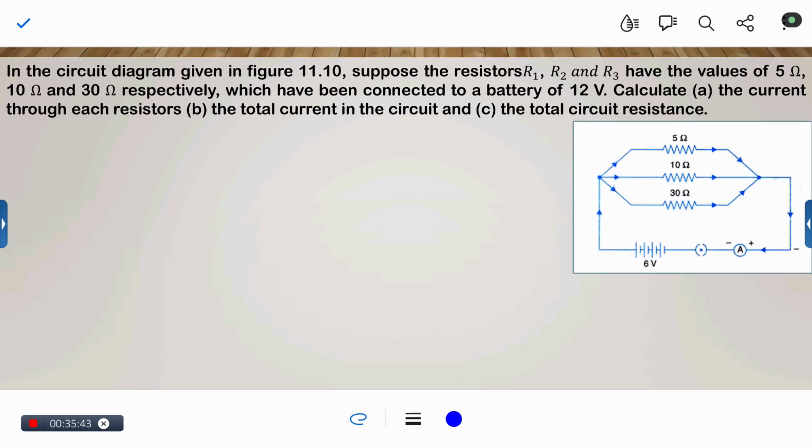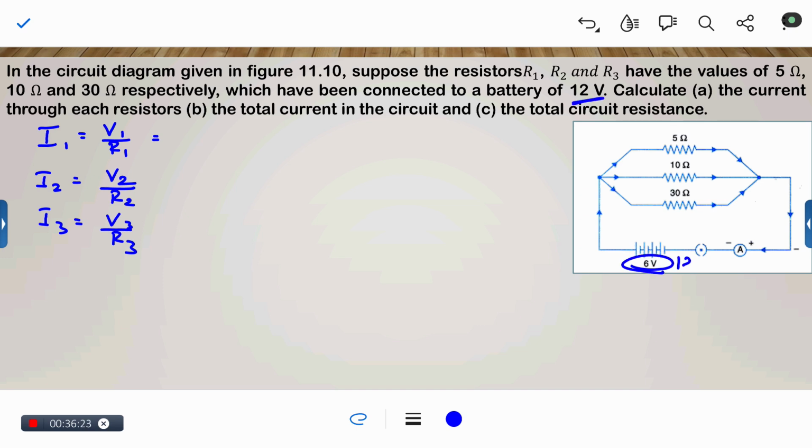Next up, look at the circuit. Is it series or parallel? Parallel. In parallel, will the current remain the same or vary? It will vary. So what are the questions asking us to calculate? The current through each resistor. First, let us calculate the individual current. I1 is equal to V1 by R1, I2 is equal to V2 by R2, I3 is equal to V3 by R3. What is the value of V1? 6 volts. In the diagram it's given as 6 volt, but in the question it's given as 12 volt. Let's change it to 12 volt.